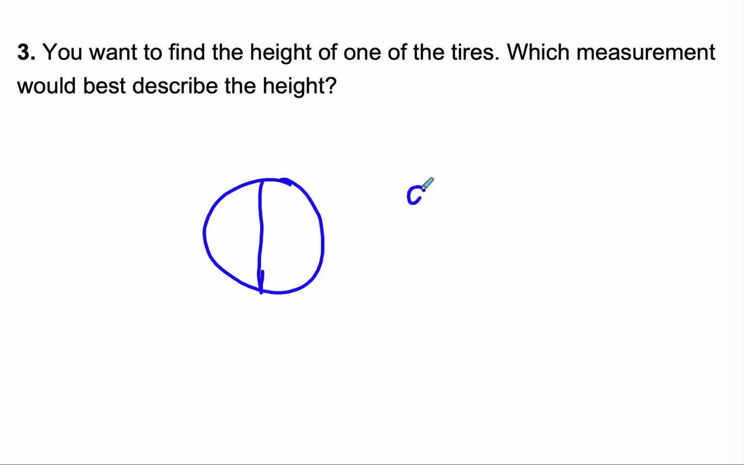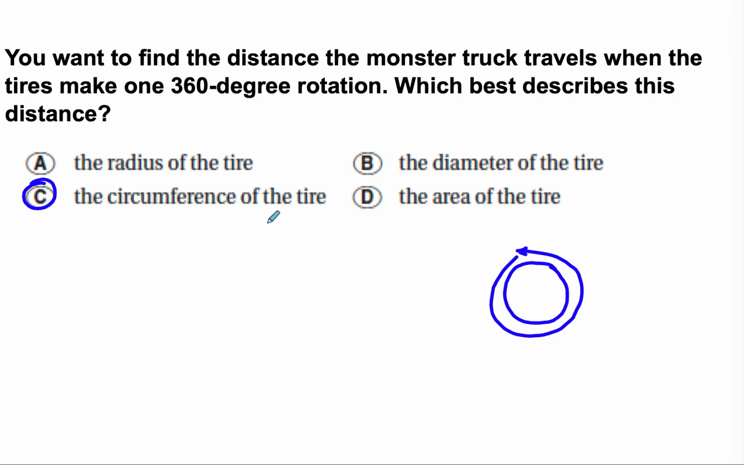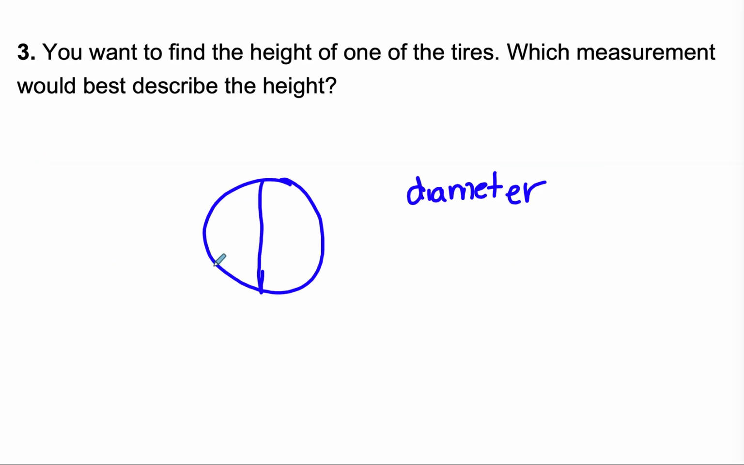Height here of the circle would be the diameter. Tells us the distance all the way across. Let's see what letter that matched up with on our last one. Looks like it's letter B.